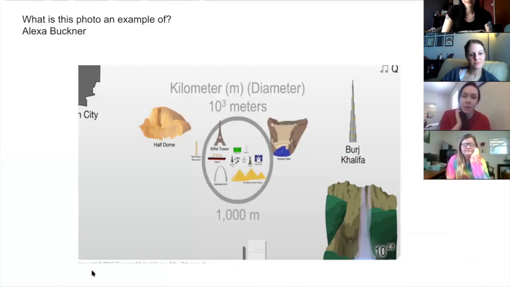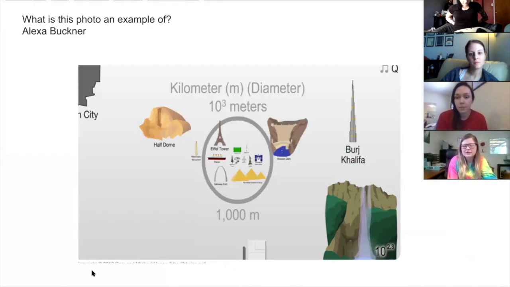Alexa, what is this photo an example of? This was also something off of our homework when we were doing the earth and the speed of the body movements. This was an example of how large the earth is compared to things that most people would think of as large, like the Eiffel Tower or the Titanic. But these things compared to how big the earth is actually seem quite small.